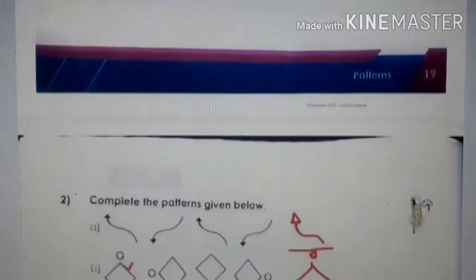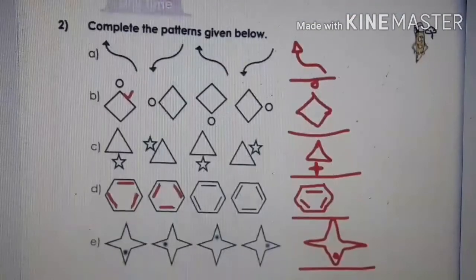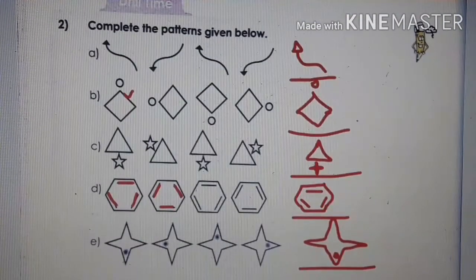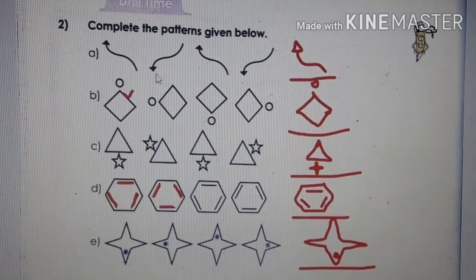Let's move to the next page, number 20, drill time. This is also different patterns. Complete the patterns given below. First one you can see the curved arrows, right? But what is the difference? One is upward, the other is downward, right? The last one is downward. So the next one will be upwards.